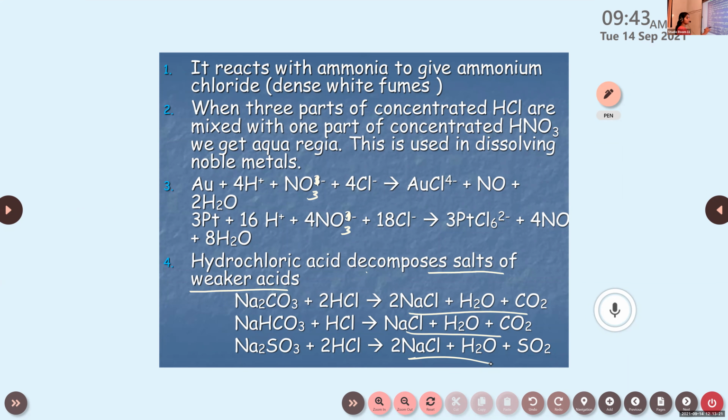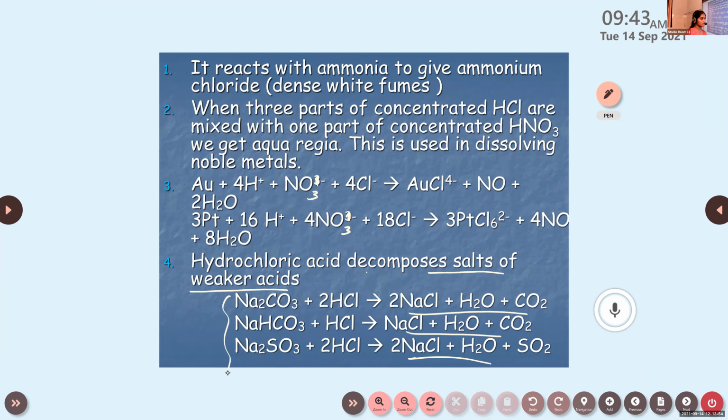Actually, the salt is formed from a base and an acid, right? So here a weaker acid and a base combine together to form the salt. That's why it is known as a salt of a weaker acid. Clear? And can you guess which acid is present in the salt? Na2CO3, NaHCO3, Na2SO3. Can you tell me from which acid the salt is prepared?